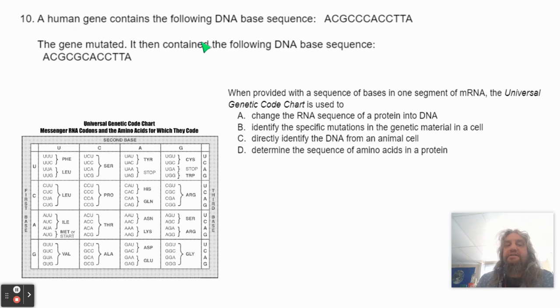Number 10, a human gene contains the following DNA-based sequences: ACG, CCC, ACCTTA. The gene mutated. It contained the following DNA-based sequence: ACG, CGC, ACCTTA. When provided with a sequence of bases on one segment of mRNA, the universal genetic chart is used to A, change the RNA sequence of a protein into DNA, B, identify the specific mutations in the genetic material of a cell, C, directly identify the DNA from an animal cell, or D, determine the sequence of amino acids in a protein.